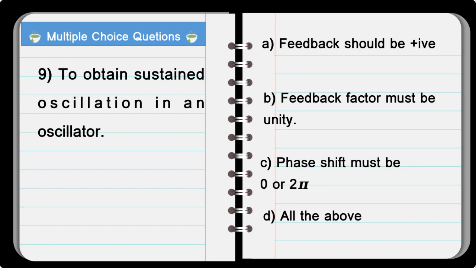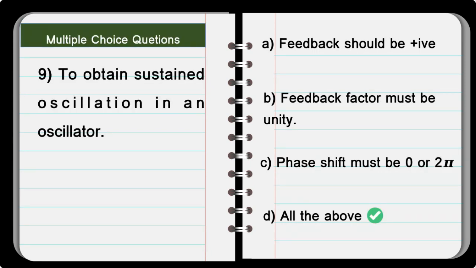Okay, students, now the next question. Question number 9. To obtain sustained oscillation in an oscillator. Option A. Feedback should be positive. Option B. Feedback factor must be unity. Option C. Feedback factor must be 0 or 2 pi. Option D. All the above.